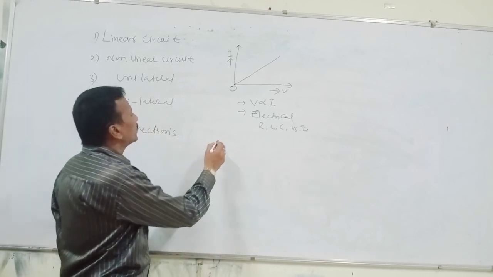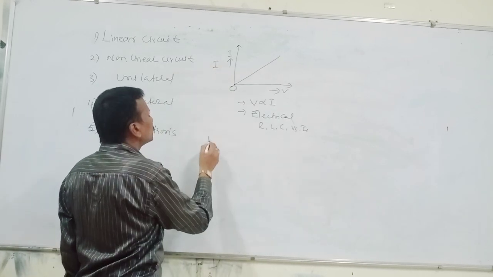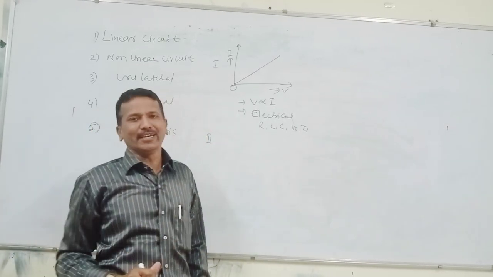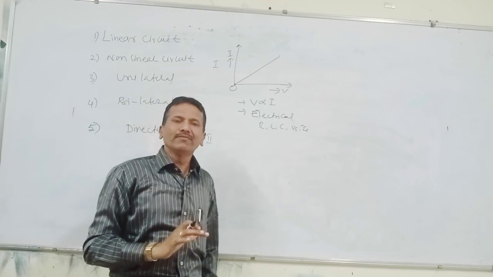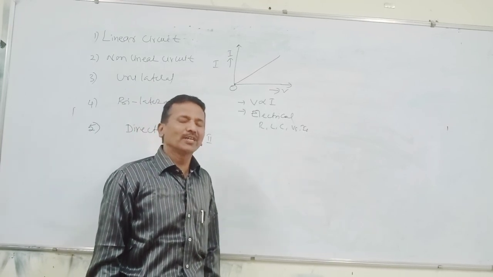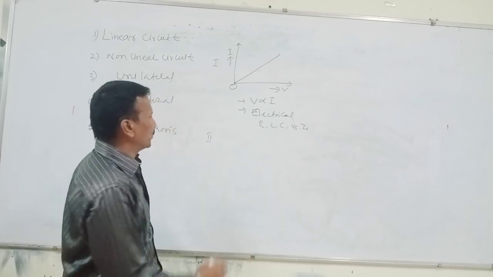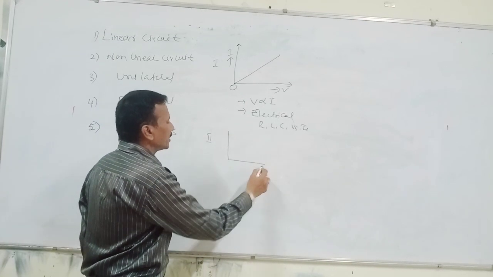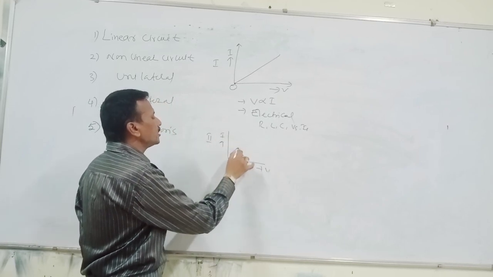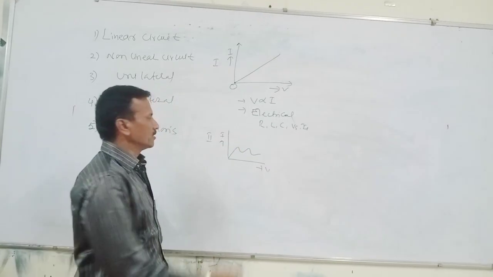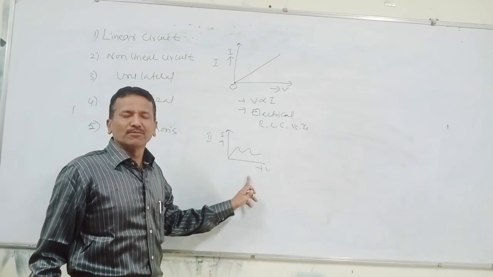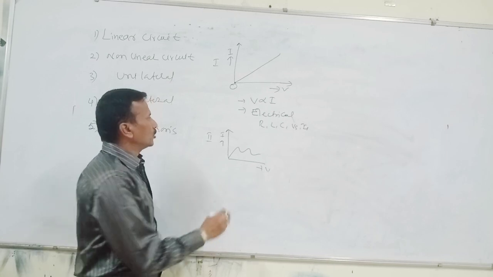Next, number 2 is the non-linear circuit, which is the reverse of linear. It means the circuit which doesn't obey Ohm's law. How to draw the characteristics of this non-linear circuit: it is not constant, it is variable, with fluctuation. So the circuit which doesn't obey Ohm's law is a non-linear circuit.